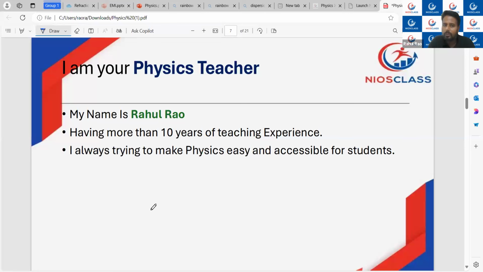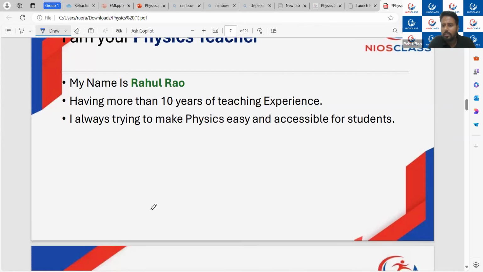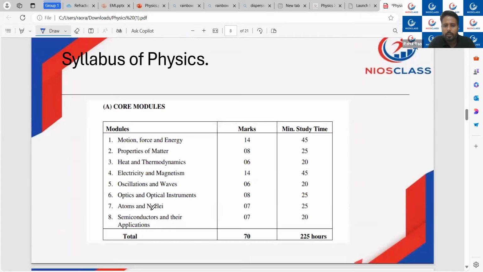You can't write this exam just by memorizing. You need imagination, all these things, and you should have a numerical approach, and you need to know how they will ask and how to solve the numerical problems. Okay, so in this way you can do it.